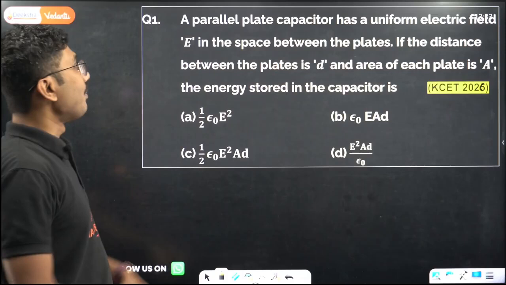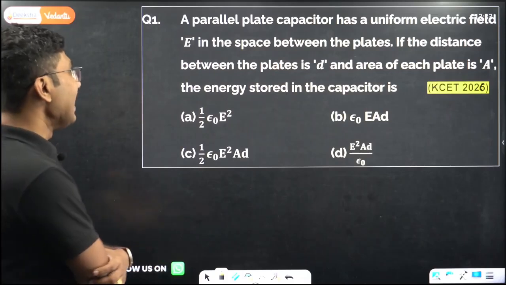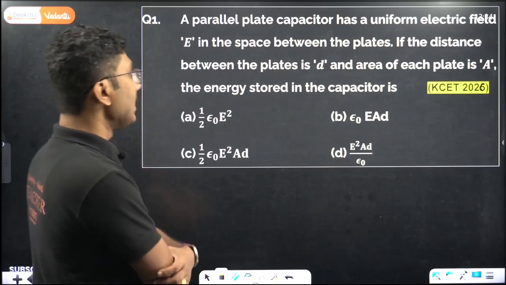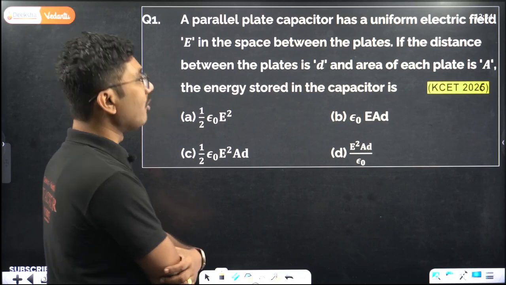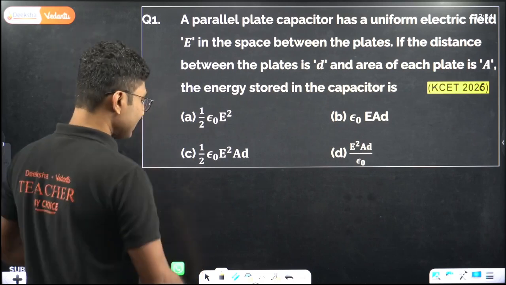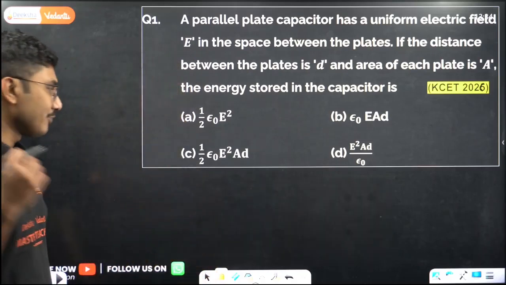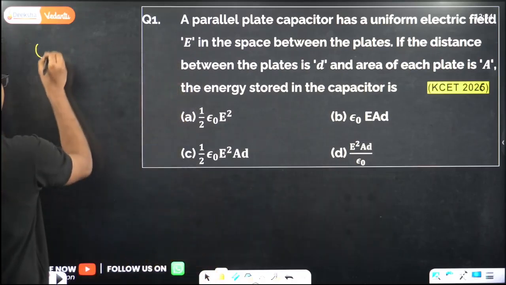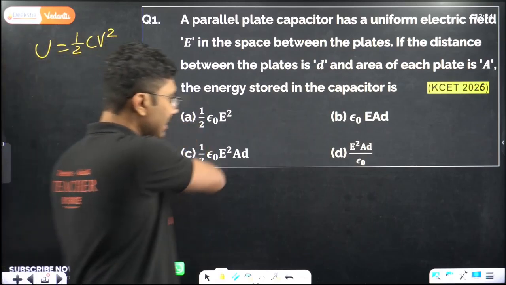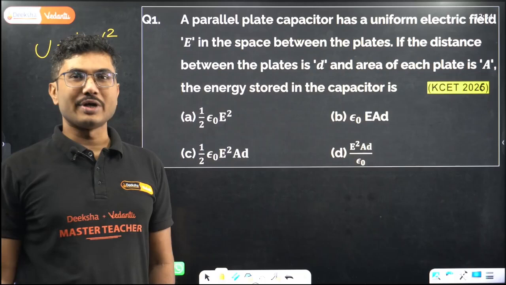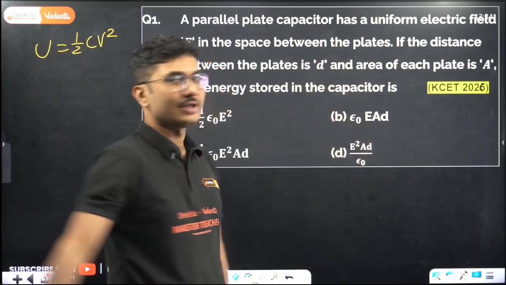So let's start. A parallel plate capacitor has a uniform electric field E in the space between the plates. If the distance between the plates is D and area of each plate is A, then the energy stored in the capacitor is given by. So if you have followed my last lecture, there we have discussed that energy stored in a capacitor is given by half C V square. But if you see in the options, nowhere C is mentioned, nowhere V is mentioned. There are a few other forms as well, but none of the forms are actually asked over here.